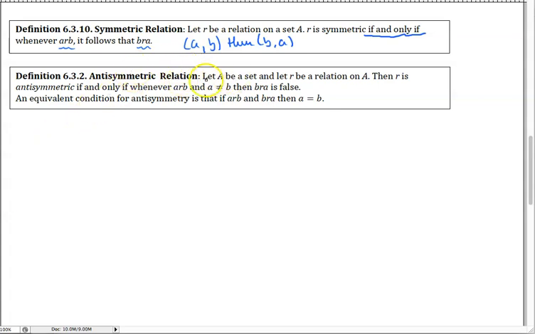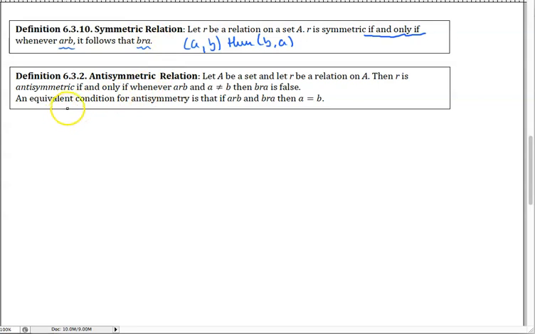Okay, so this says: let A be a set, let R be a relation on A, then R is anti-symmetric if and only if, whenever aRb and a is not equal to b, then bRa is false. An equivalent condition for anti-symmetry is that if aRb and bRa, then a has to equal b.